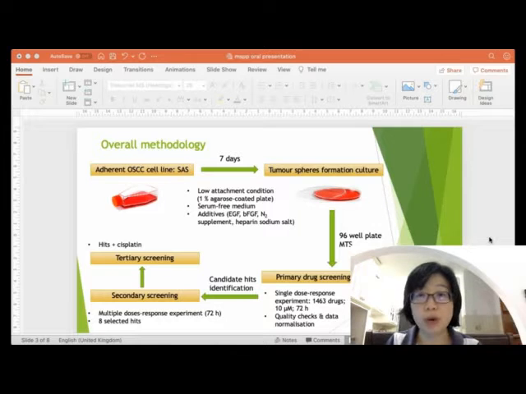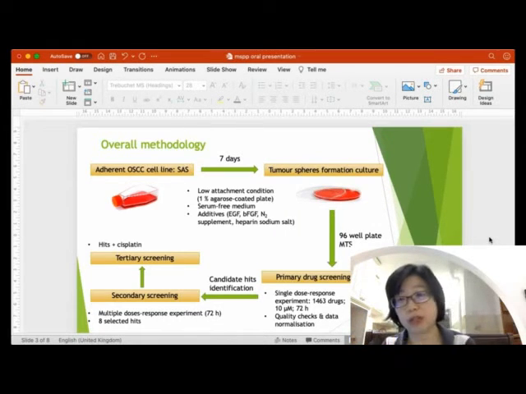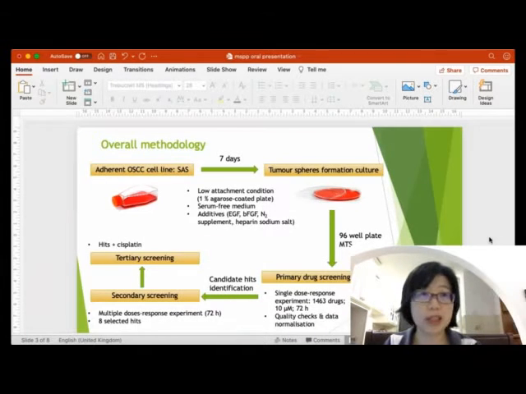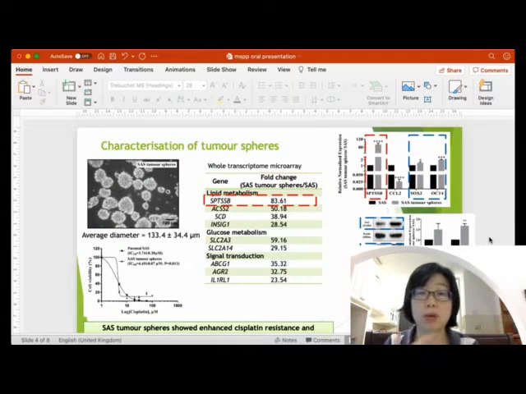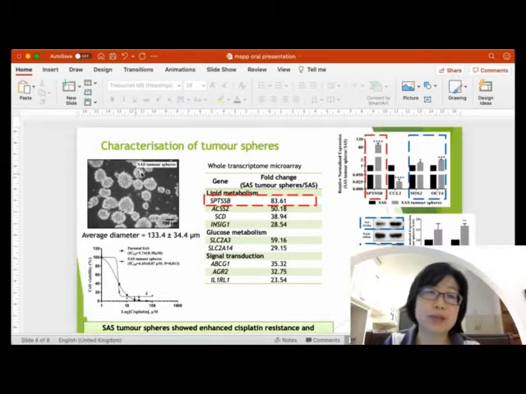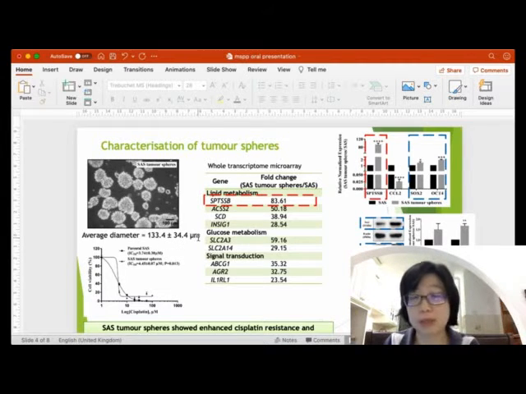Before we actually conduct the drug screening process, we studied a little bit of what we are actually testing on. This is how they look under the microscope. This is the diameter. It's a little bit huge in micrometer size.